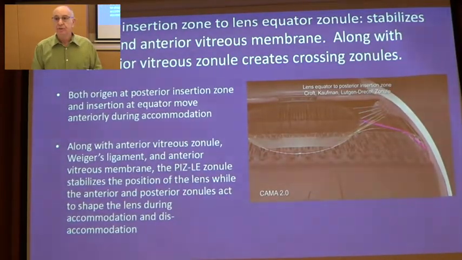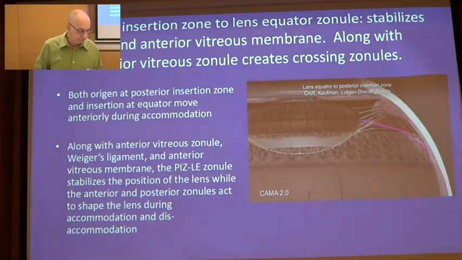The posterior insertion zone to lens equator zonule prevents anterior displacement of the lens by outside forces. The location of the PIZLE zonule, which stretches around the peripheral hyaloid membrane, further suggests that this structure provides support to the vitreous, preventing the vitreous from moving anteriorly where it would mess up the whole zonular system.